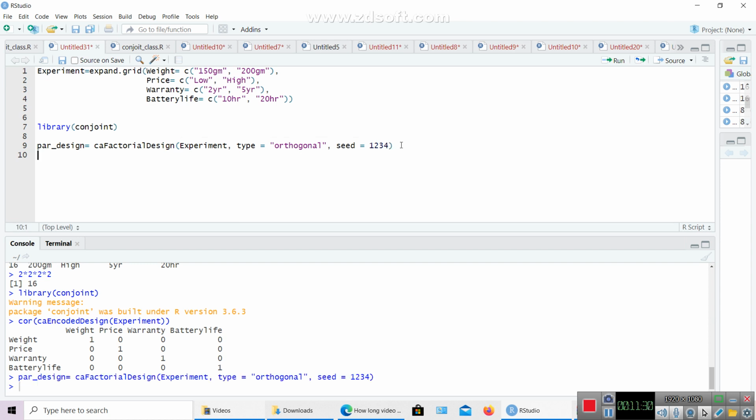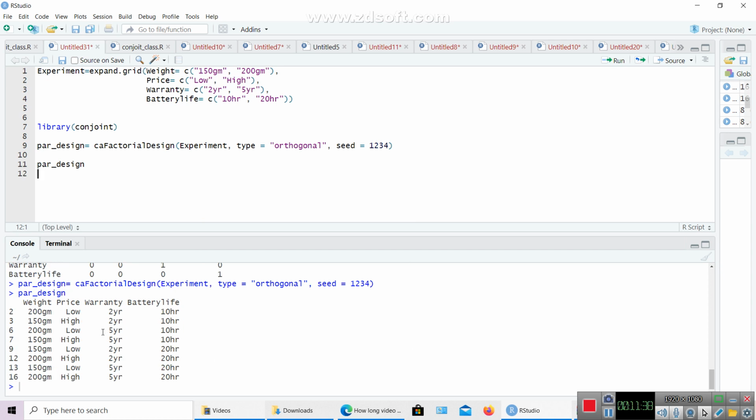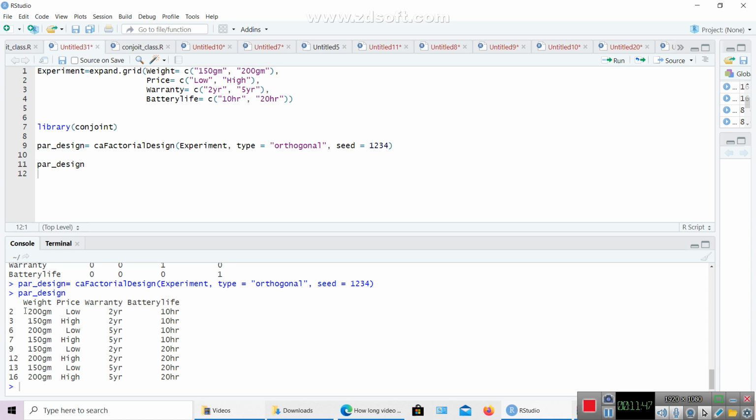Now what does this factorial design give us? What is the output? Let's look at the output. All right, so it is giving me 8 profiles: 1 2 3 4 5 6 7 and 8. Now what are these profiles? Again, these are different combinations of these attributes and their levels, which will help the consumer in deciding which combination is best suited for him, or how he perceives different combinations, given these 8 combinations.